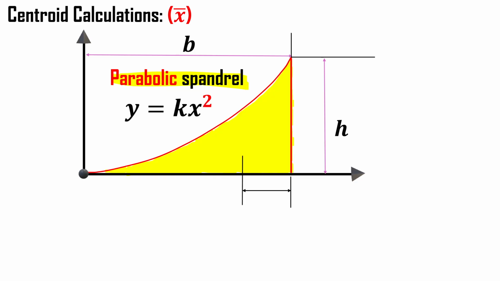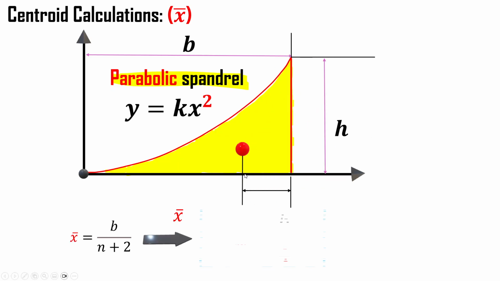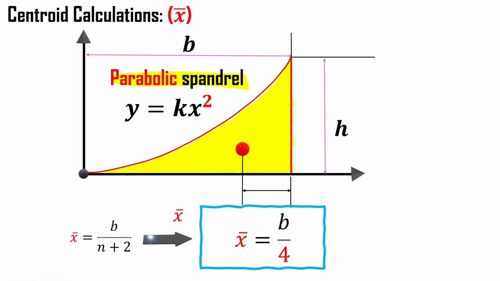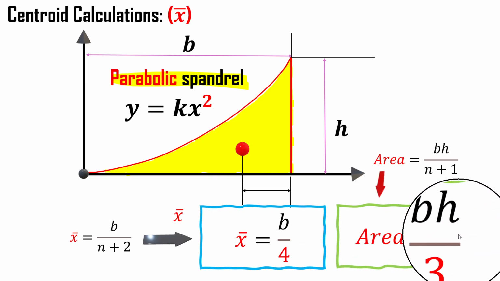So that's y is equal to kx squared, and in such case x bar from the base of our spandrel is b over n plus 2. So x bar is b over 4, and our area is definitely bh over n plus 1. So area for second degree loading, that's bh over 3.